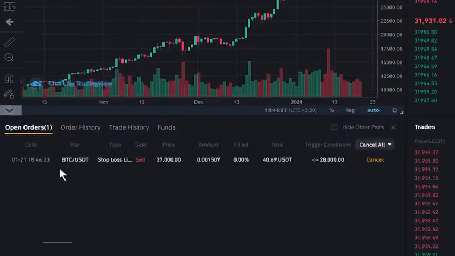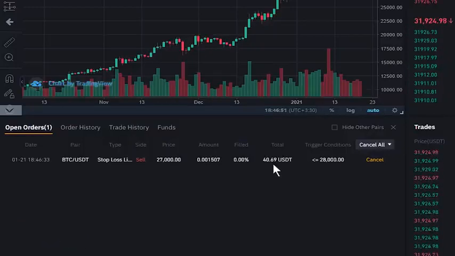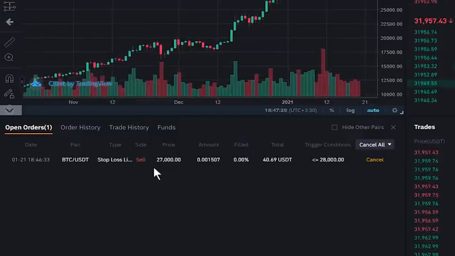And here is the order information. As you can see, we have a trigger condition which is less than 28,000. So when the price falls and reaches 28,000, this limit order, which is actually set on 27,000, becomes active and goes to the order book. But what happens now? If you remember, this is a limit order, so it sells at 27,000 or a better price. Where's the price now? Higher and at a better level, at 28,000 or maybe lower depending on the volatility of the market.